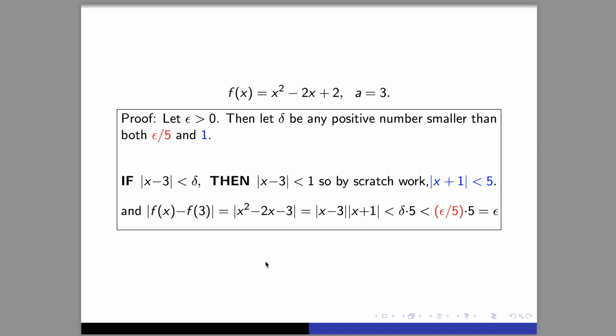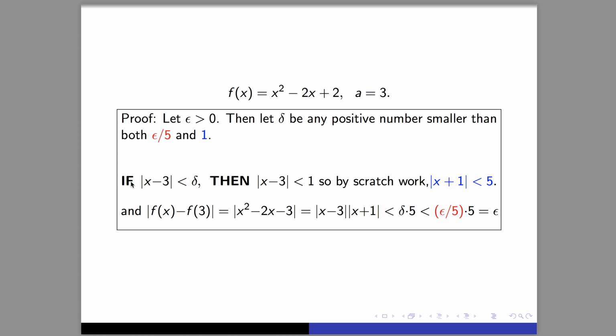And so if we go through the proof, right, if x minus 3 is smaller than delta, well, then that means it's smaller than 1, since we chose delta smaller than 1. And so by our scratch work, we're going to get that x plus 1 in absolute value is going to be at most 5. So now let's go through. So now we do f of x minus f of 3. Remember, it factored as x minus 3 times x plus 1. And that's going to be, well, x minus 3, that was smaller than delta. And then x plus 1, that was smaller than 5. And then now we're using the fact that delta is smaller than epsilon over 5 to fill in this quantity here. And then everything cancels and we get epsilon.